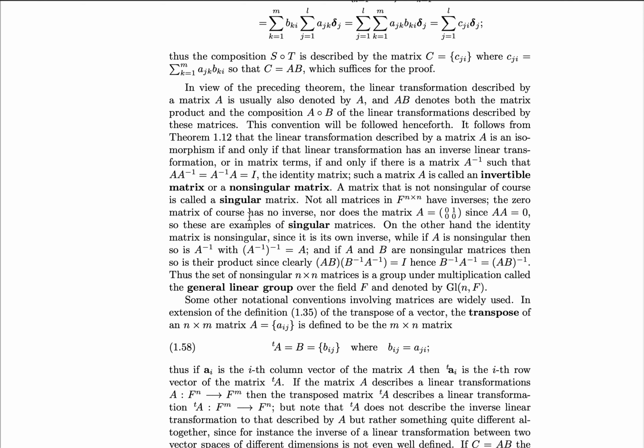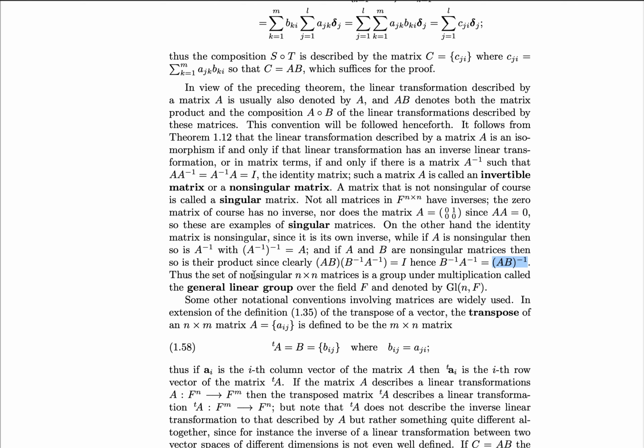On the other hand, the identity matrix is non-singular since it is its own inverse. Also note that if A is non-singular, so is A inverse, with the inverse of A inverse being A. We'll also note that if A and B are non-singular matrices, then so is their product, since to the product AB you can associate the element B inverse A inverse, and if you multiply this out, since matrix multiplication is associative, you'll get the identity matrix. Therefore, B inverse A inverse will act as the inverse of AB.